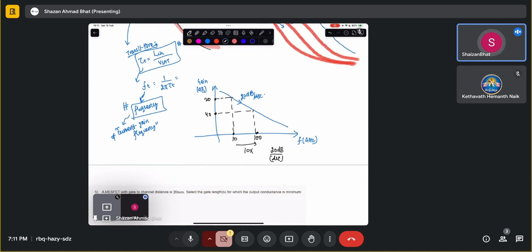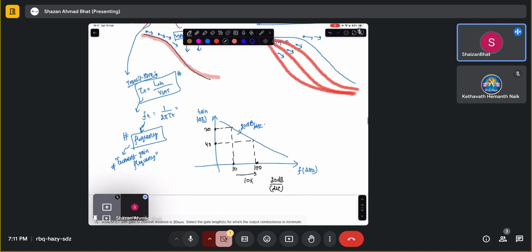Per decade means 10 times. So as the gain falls 20 dB, there will be a 10 times change in the X direction, the X axis. That's what 20 dB per decade means. So this is the gain profile of a typical device, how the typical gain profile looks like.